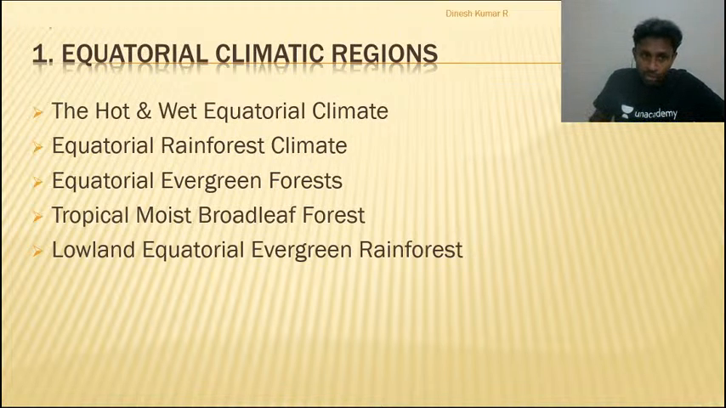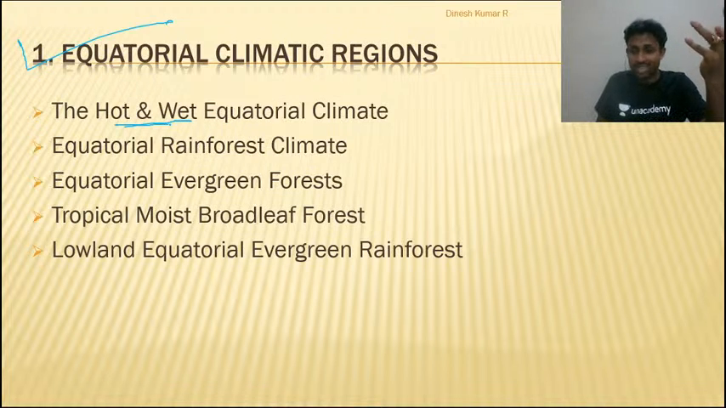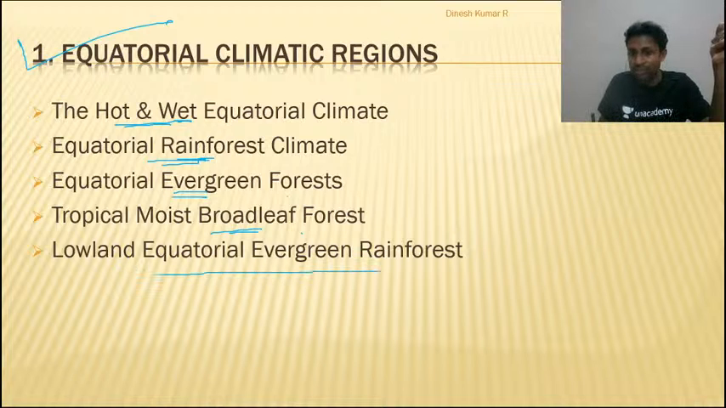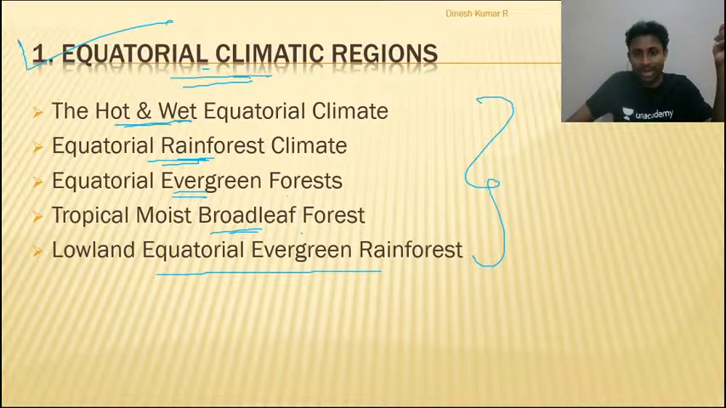So first one is equatorial climate. When I talk about equatorial climate, there are different names for this. It is known as hot and wet climate. Why? Because the region is very hot, equator, daily you have rainfall, so wet. It is equatorial rainforest. Hot and wet condition is very much good for evergreen forest. So you have rainforest or evergreen forest. So equatorial evergreen forest. A wet forest is having broad leaves. So moist evergreen forest. They are basically in the lowland area. So lowland equatorial evergreen forest. All these names are simultaneously used for the equatorial climatic regions.